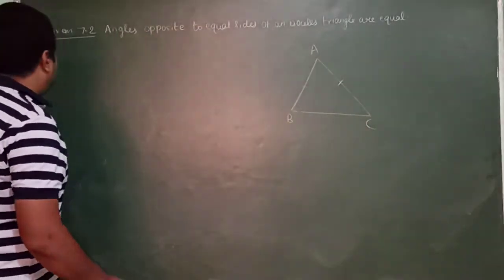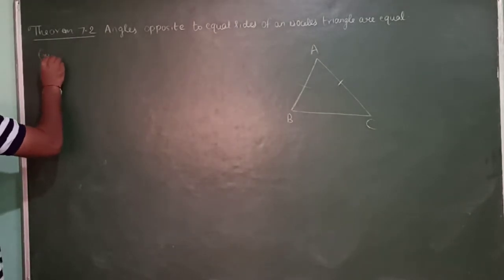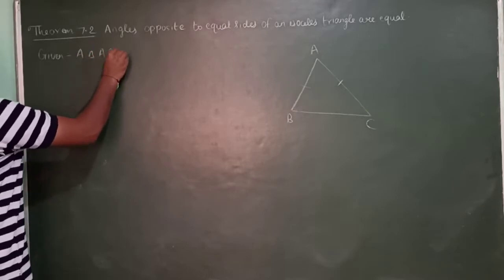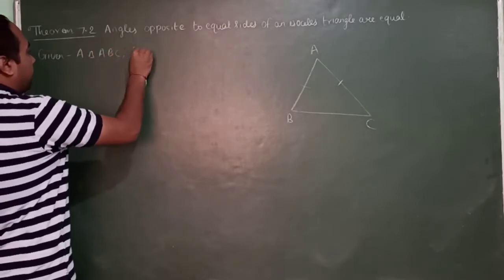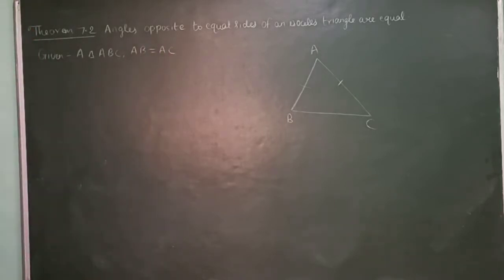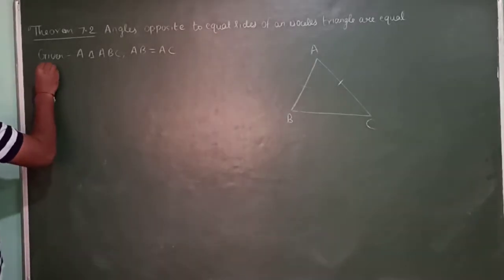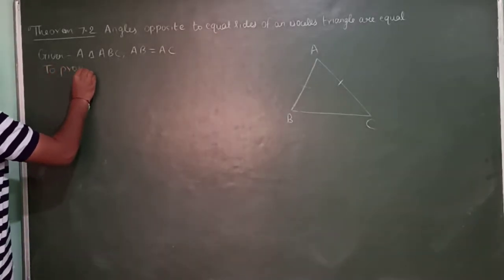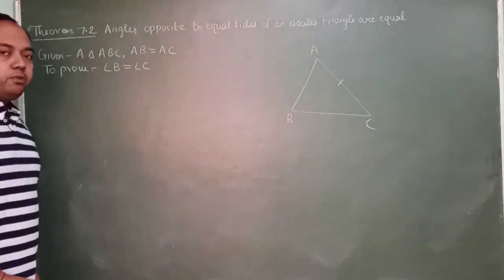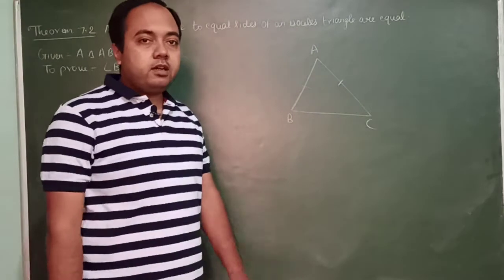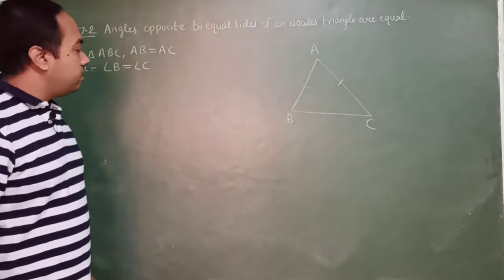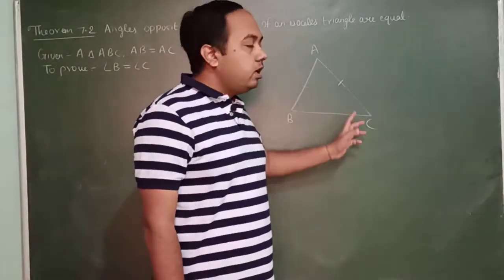So, first I am writing given. Now, what is given over here? A triangle ABC, where AB is equal to AC. To prove: angle B equal angle C. Okay? Now the question is how to prove angle B equal angle C.